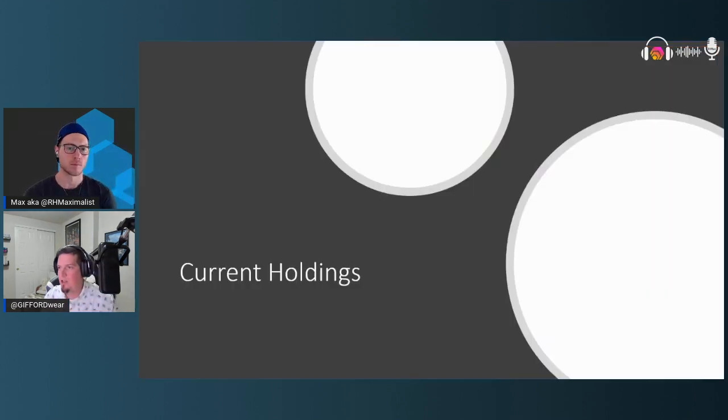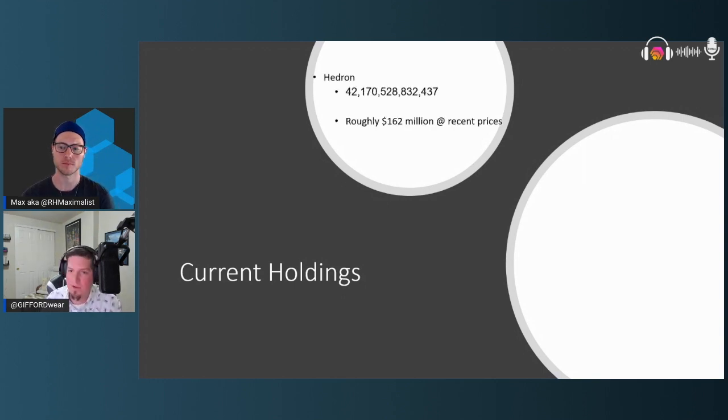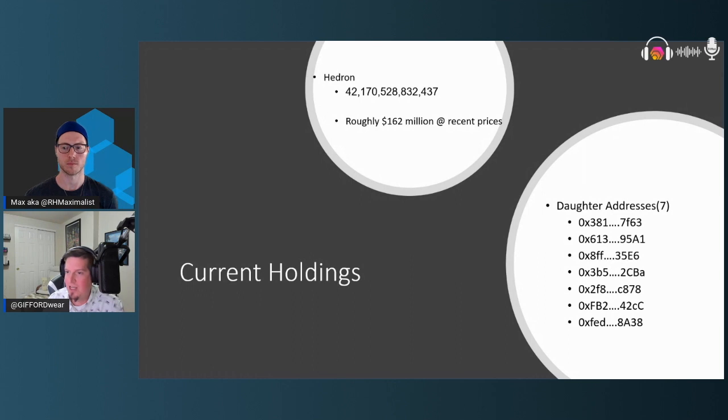So let's first look at the current holdings of the SA. These numbers are from a few hours ago, so forgive me if they're a little off, but it currently has in its possession 42.1 trillion tokens, which is roughly worth about $162 million at recent prices. So it's a big old bag. What else does it have? Well, just like any other true origin address or source address, it's got daughter addresses. It's got 7 as of this recording.